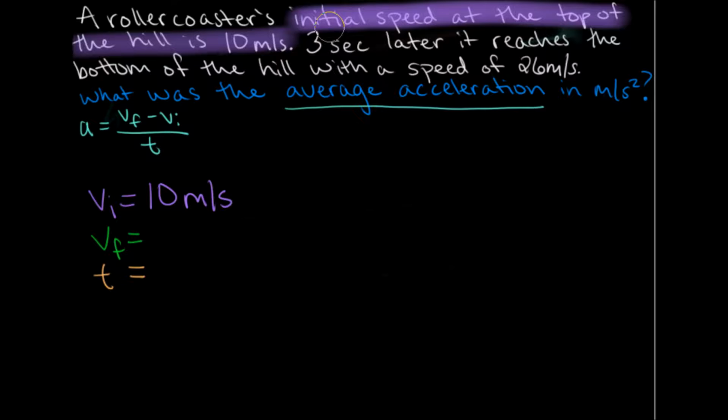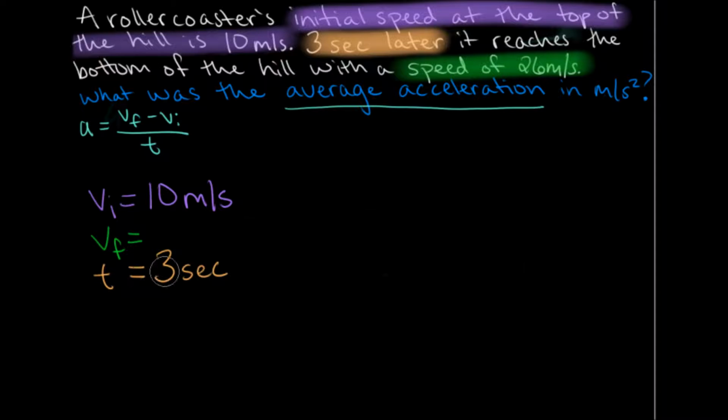Then they tell me 3 seconds later it reaches the bottom of the hill. So 3 seconds later is my time. So I'm going to write that down here, 3 seconds. It reaches the bottom of the hill with a speed of 26 meters per second. So they didn't necessarily say final, but they don't have to.